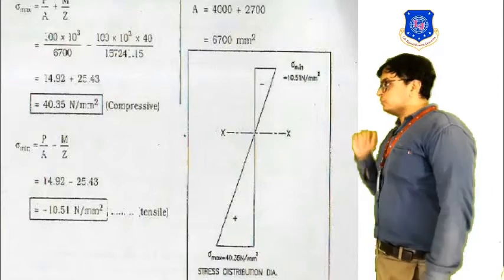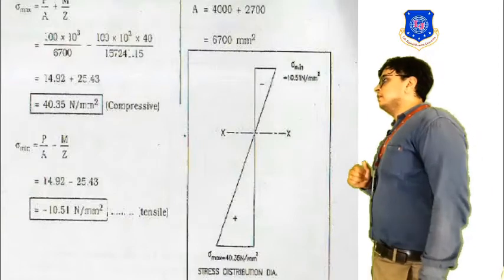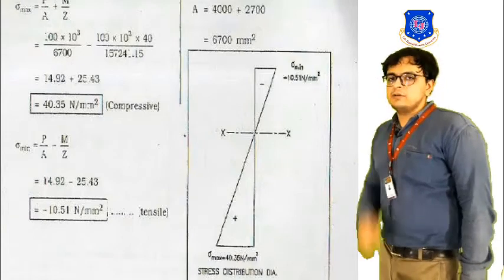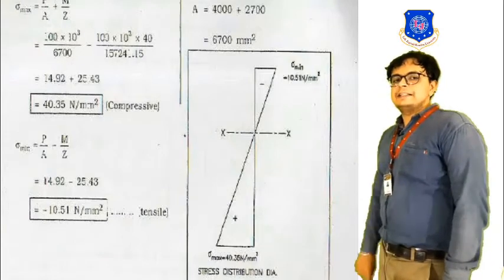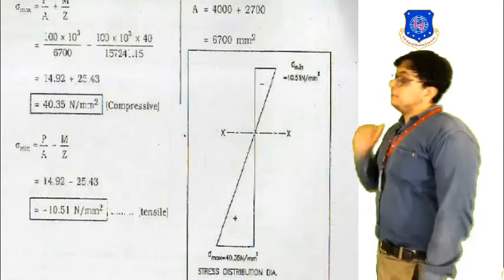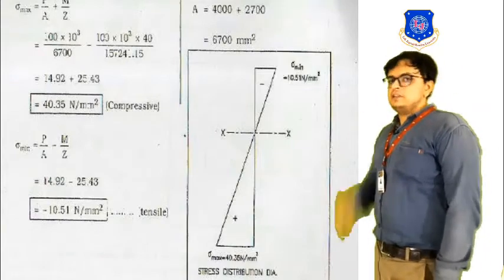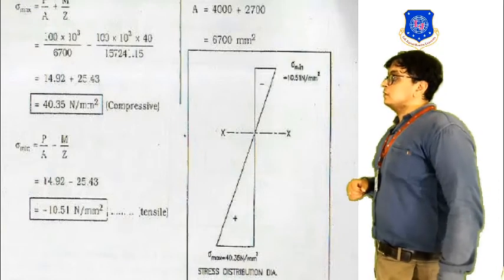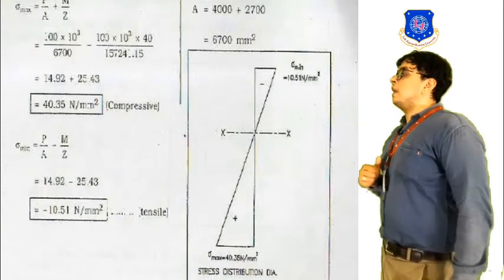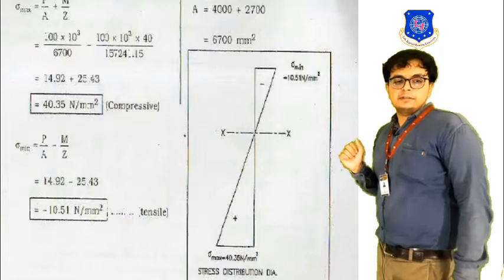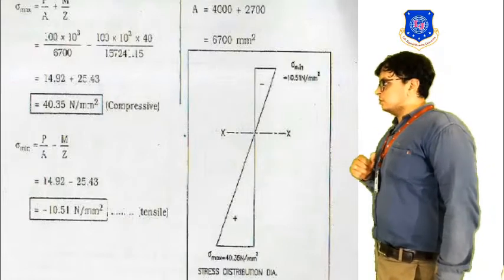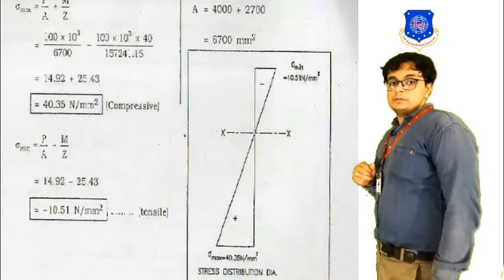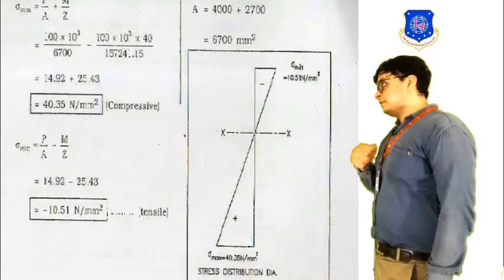Now it's time to include the bending stress. Bending stress is nothing but the stress that is caused because of the eccentric loading. In the sessions just before this session, we have discussed the formula to find the bending stress. So this formula is M by Z. Here M means the moment.